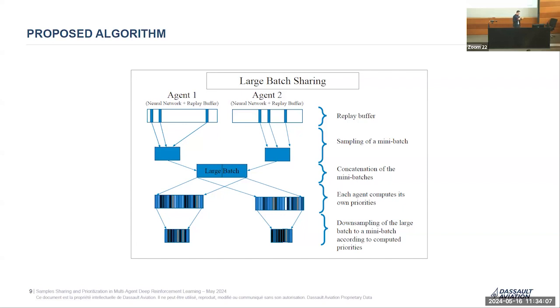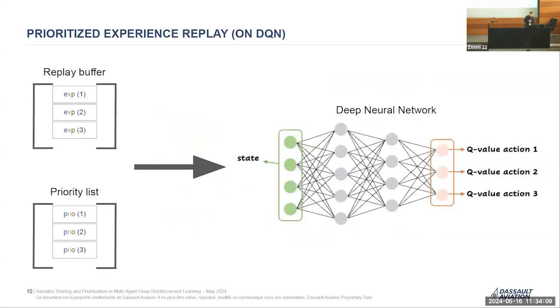And that's where we go back to prioritized experience replay. Prioritized experience replay is an algorithm that has been built on top of DQN. It was introduced in 2016 by DeepMind. The idea is to associate a priority list to the replay buffer in the DQN algorithm, and to do the learning not via uniform sampling of the replay buffer, but a sampling prioritized on the priority list.